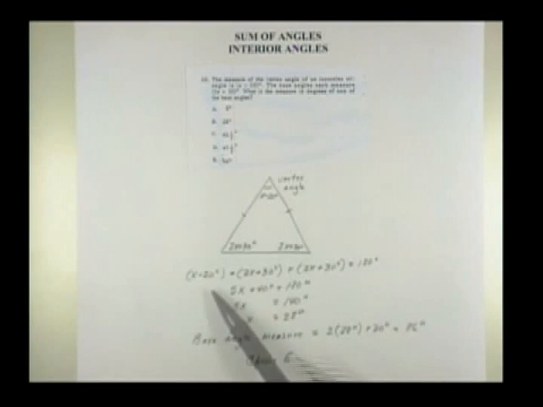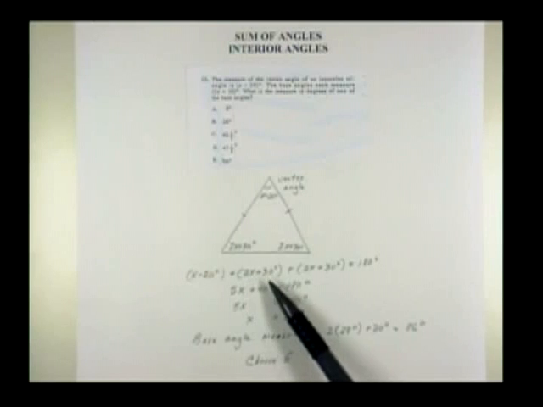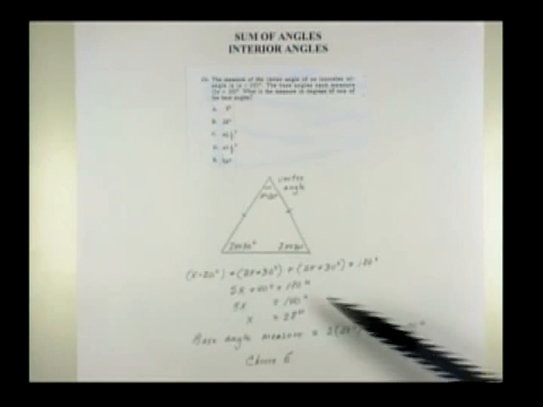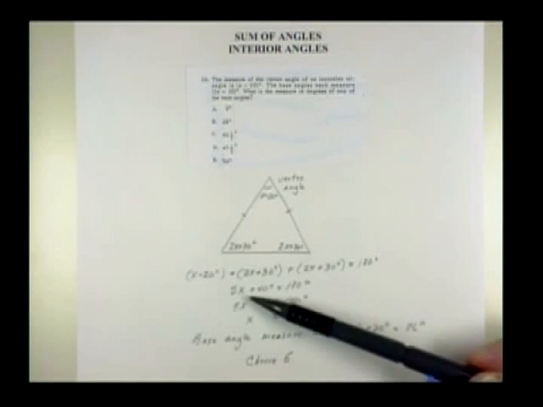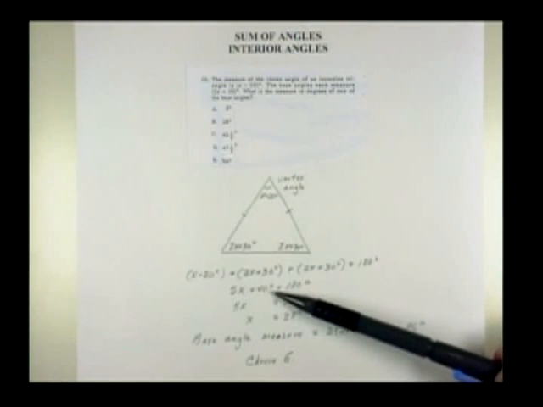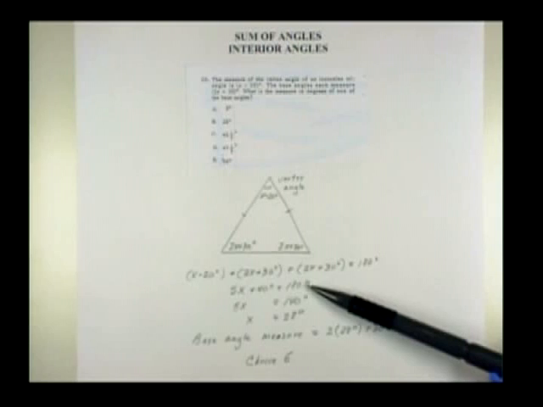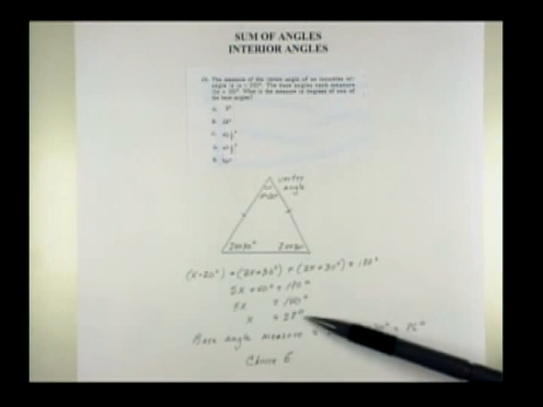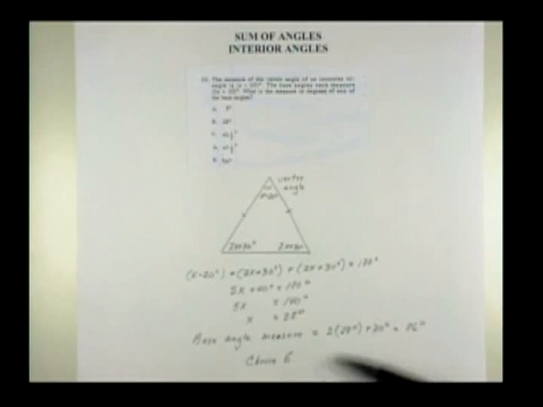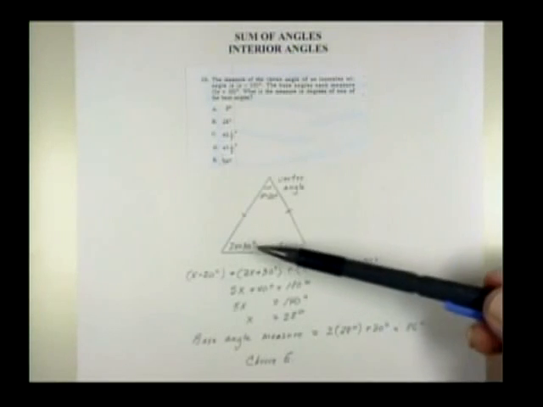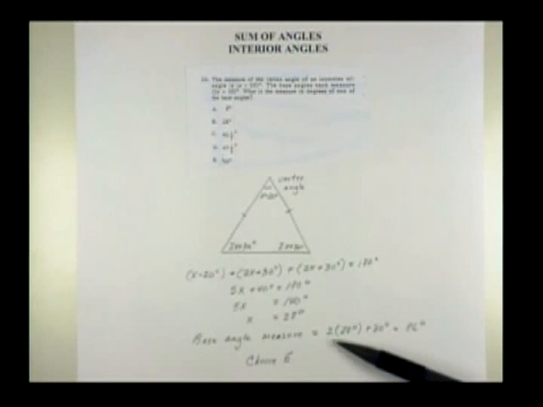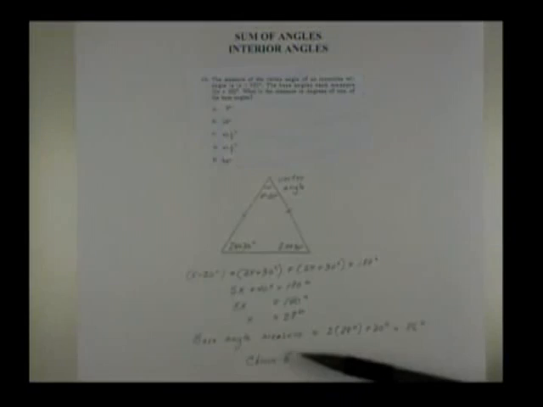We have x minus 20 degrees plus 2x plus 30 degrees plus 2x plus 30 degrees equals 180 degrees. Combining x's, you get 5x. Combining the constants, you have 40. This equals 180 degrees. 5x equals 140 degrees, and x equals 28 degrees. Base angle measure becomes the value of the expression 2x plus 30 when x is 28. You have 2 times 28 degrees plus 30 degrees equals 86 degrees. Choice E.